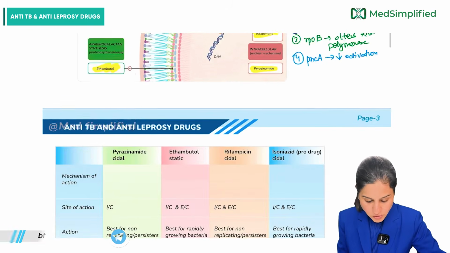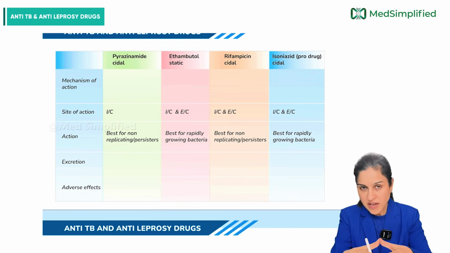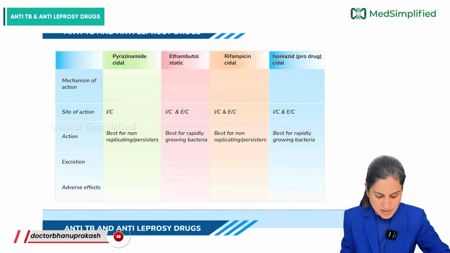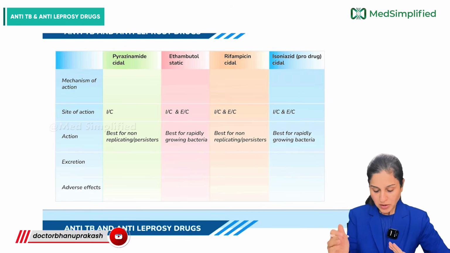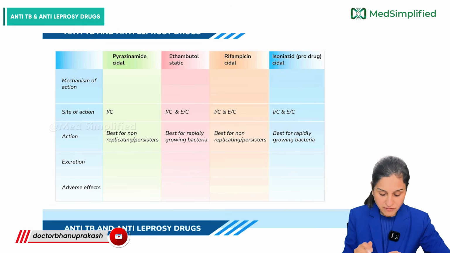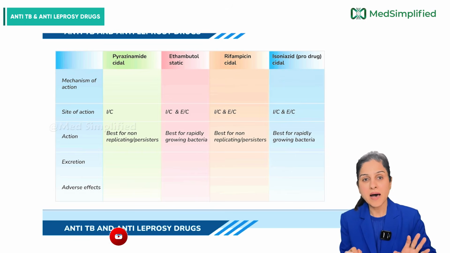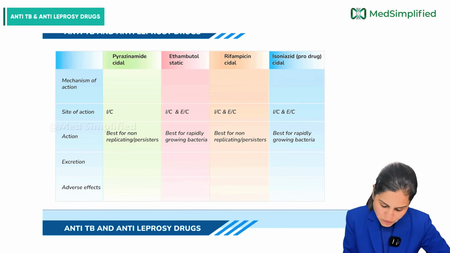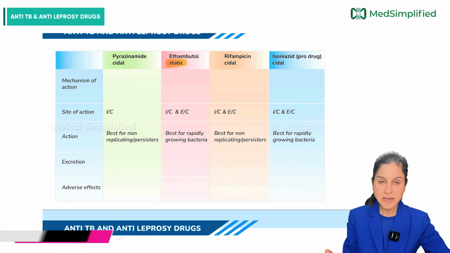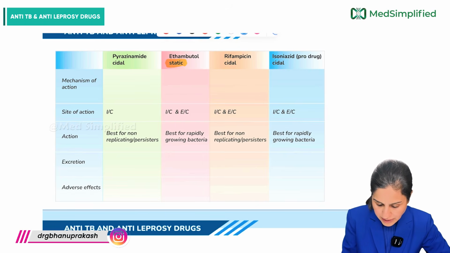Now let's move on to the comparison table between these first line drugs, very high yield. The first is the mechanism of action. Before I go on to that, I want to reiterate that all four first line drugs are bactericidal except for ethambutol, which is bacteriostatic. Remember this.